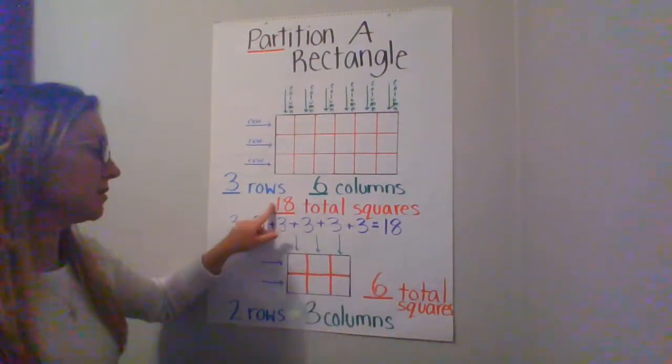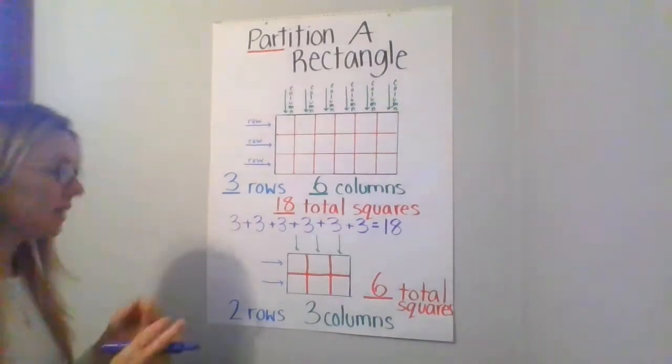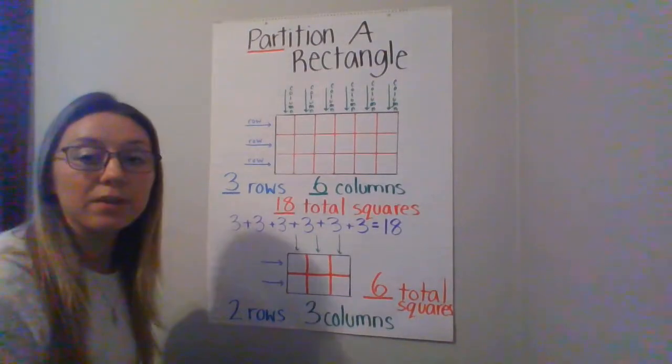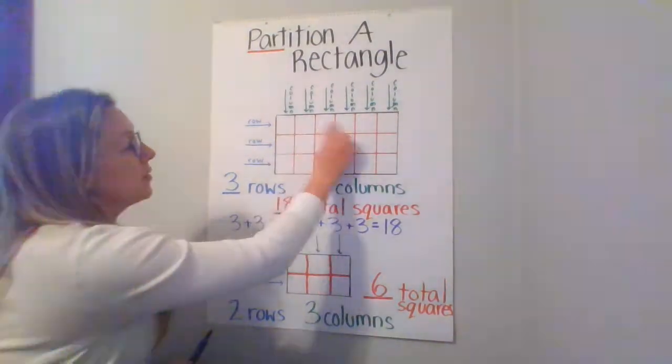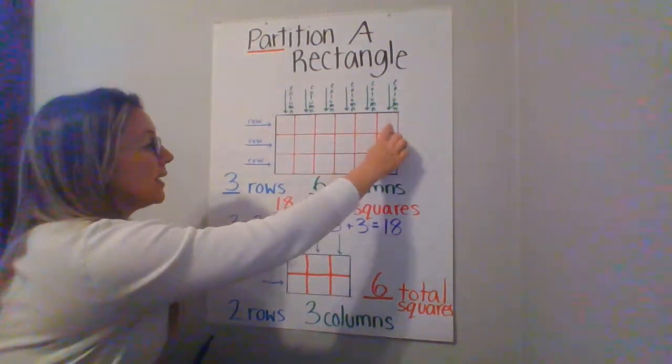Did we get the same answer as when we counted? Yes. Can you do it another way? Yes, there's another addition way that you can do it. You can count how many are in each row. Okay, so 1, 2, 3, 4, 5, 6.